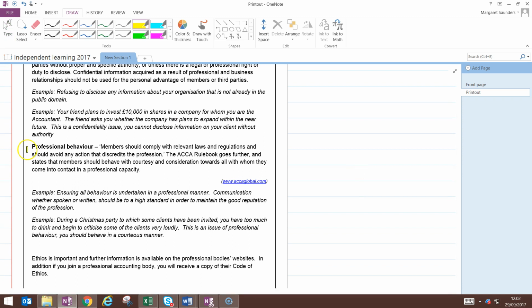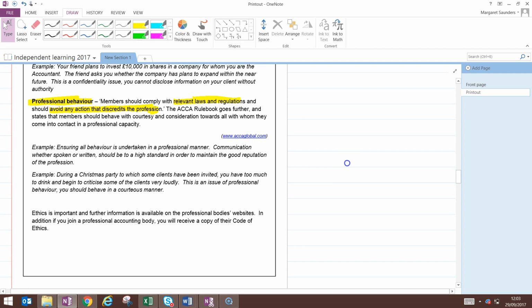And we have, lastly, professional behaviour. So members should comply with relevant laws and regulations and avoid any action that discredits the profession. And the last principle then illustrated with an example. So during a Christmas party to which some clients have been invited, you have too much to drink and begin to criticise some of the clients very loudly. This obviously is not professional behaviour.